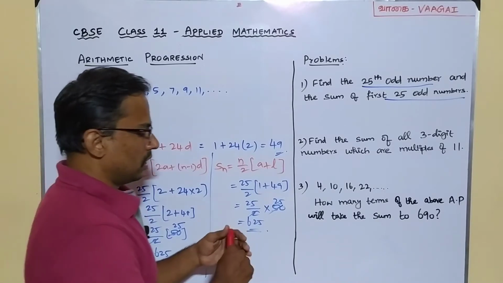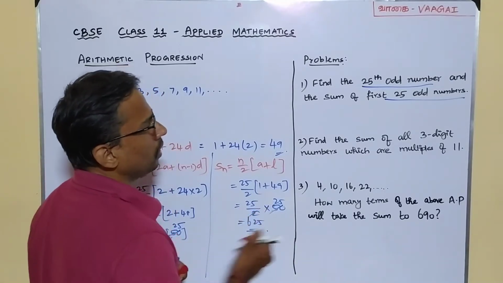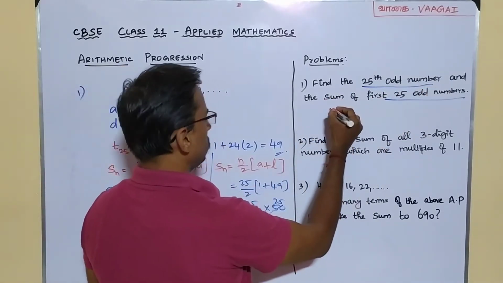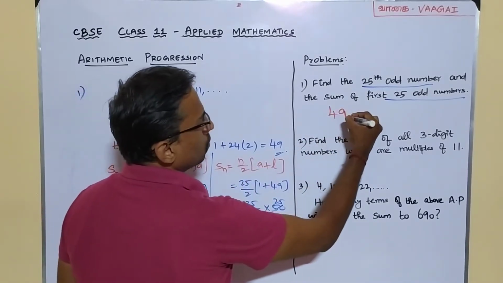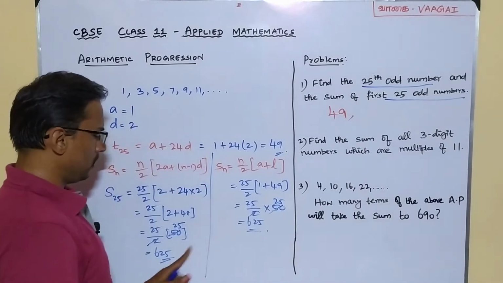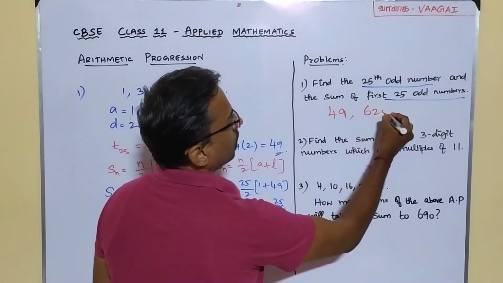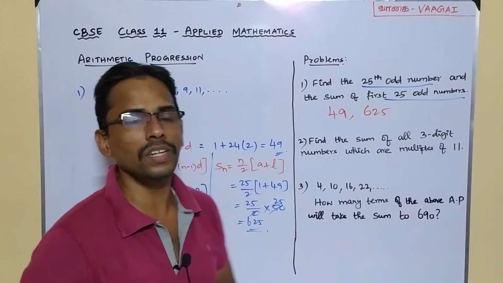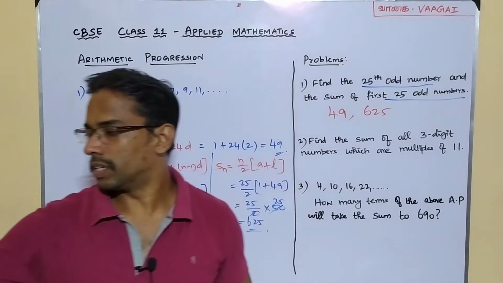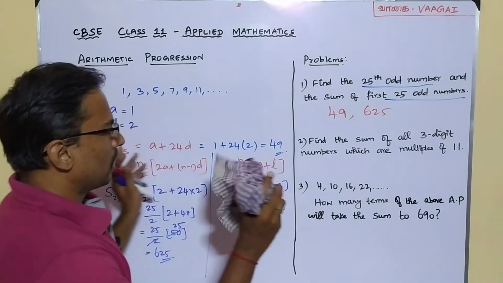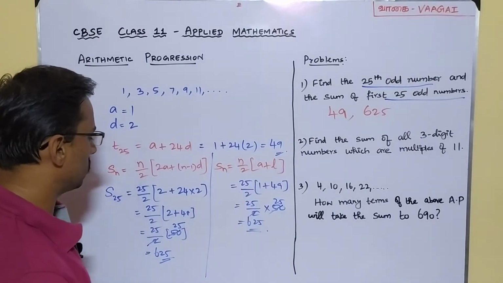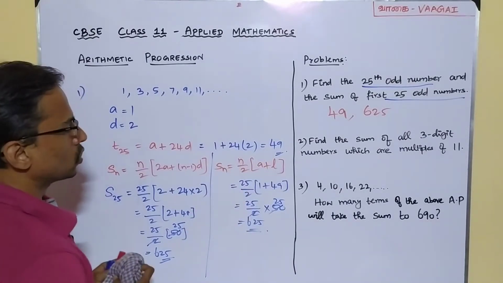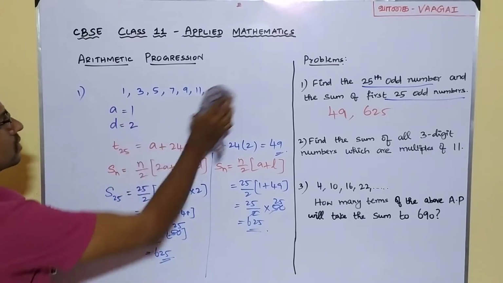So anyways, the answer for the first question is going to be, 25th odd number is going to be 49. And the next one, the sum of first 25 odd numbers, that is going to be 625. And that's going to be the answer for the first question. So yes, over. So I'm just clearing the board, because I'm going to work the second question now. So yes, I hope the first question is clear to you. So let me just erase the first question.